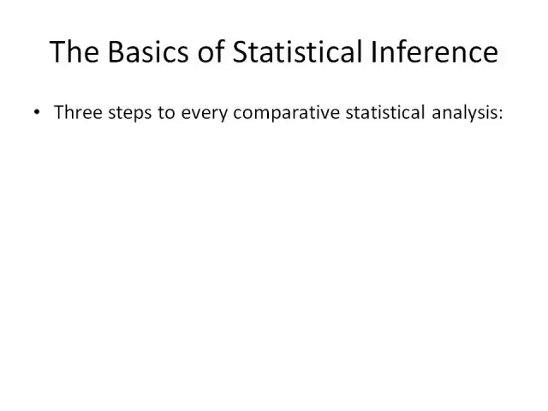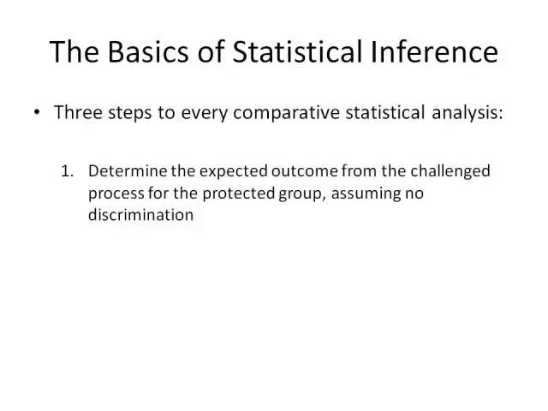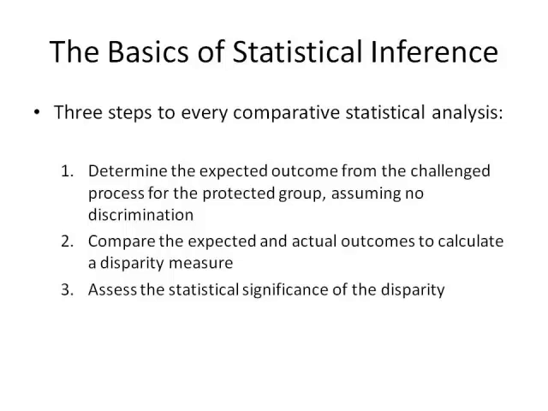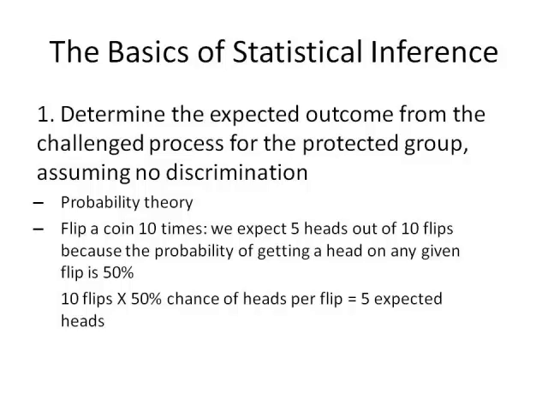So let's talk a minute about the basics of statistical inference. There's 3 steps to every comparative statistical analysis. First, we want to determine the expected outcome from the challenged process for the protected group, assuming no discrimination. We then compare the expected outcome to the actual outcome, and we calculate a disparity measure. And finally, we assess the statistical significance of the calculated disparity. Determining the expected outcome is really the key to the entire statistical analysis. And to formulate that expected outcome, we commonly use probability theory.